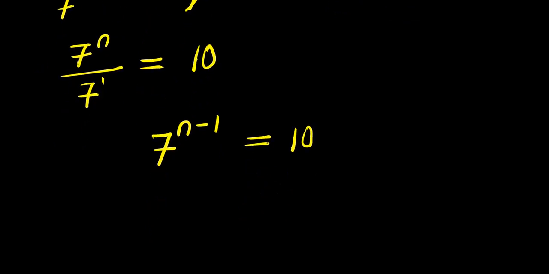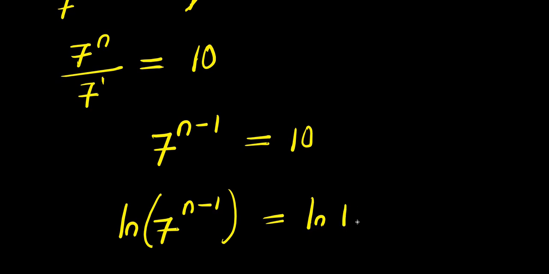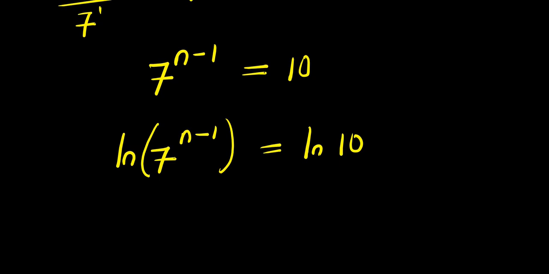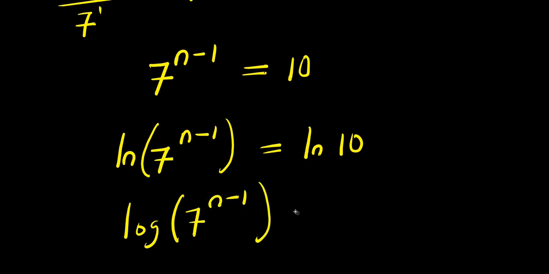So from here, I can apply natural log. I have natural log of 7 power n minus 1 equals natural log of 10. Or we can make use of log. So let's make use of log instead of natural log. I have log 7 power n minus 1 equals log 10. Let me make use of log. Remember, natural log is to the base of e, while log is to the base of 10.